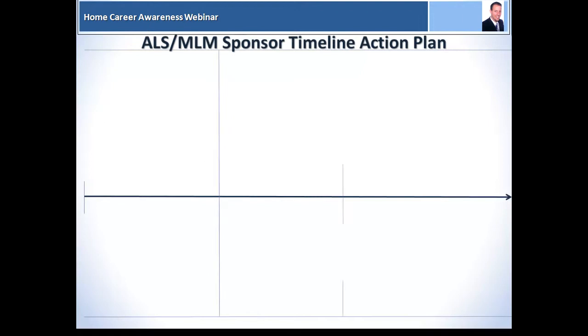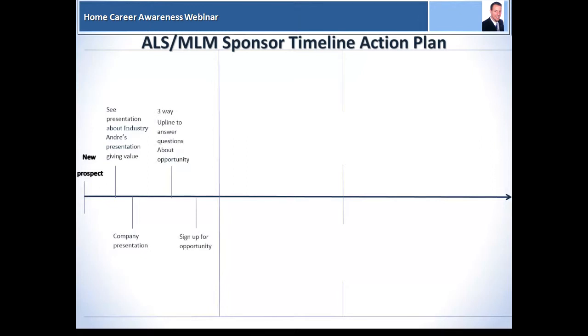So the first one is called New Prospect. This is phase 1. This is when the people in business have to make sales to people. Therefore, they have to find potential buyers. So basically here, they have to see some sort of presentation about the industry, giving value. Now from here, after that, they get to see what they call a company presentation. And then after that, this is where they do the 3-way with their mentor to answer all the questions. And then finally, the sign up or the sale. Now this falls under the prospecting and enrollment section.